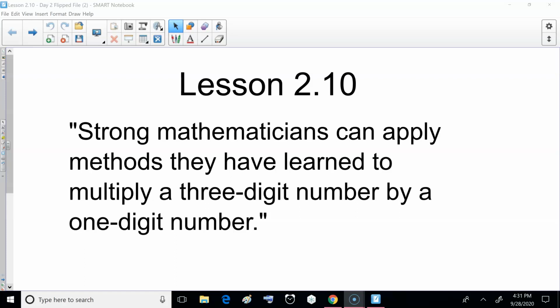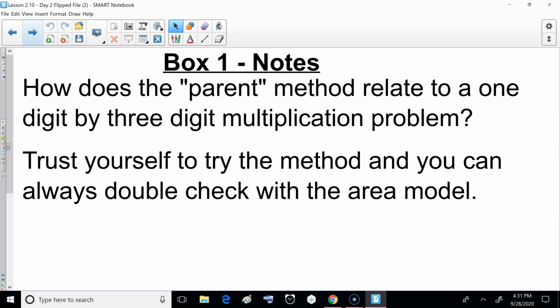Strong mathematicians can apply methods they have learned to multiply a 3-digit number by a 1-digit number. So we continue on our adventure of making this method work, a 1-digit by a 3-digit number. So take out your notebooks, your pencil, and let's get to work here. So the question we're asking ourselves is, how does the parent method relate to a 1-digit by 3-digit multiplication problem?